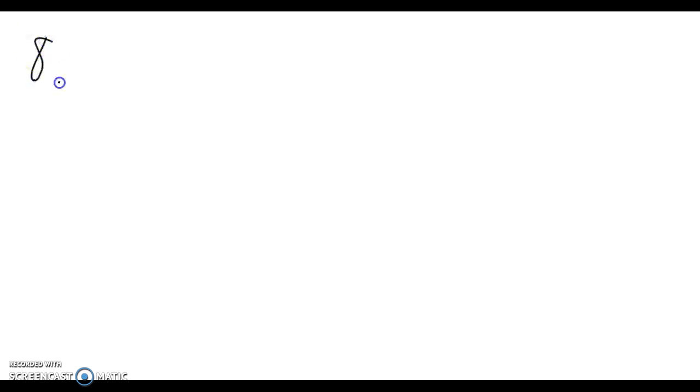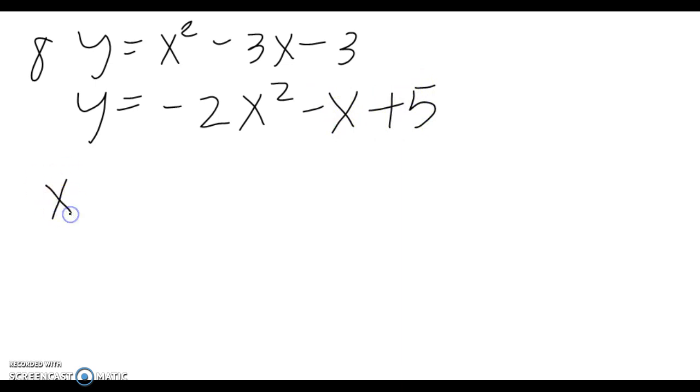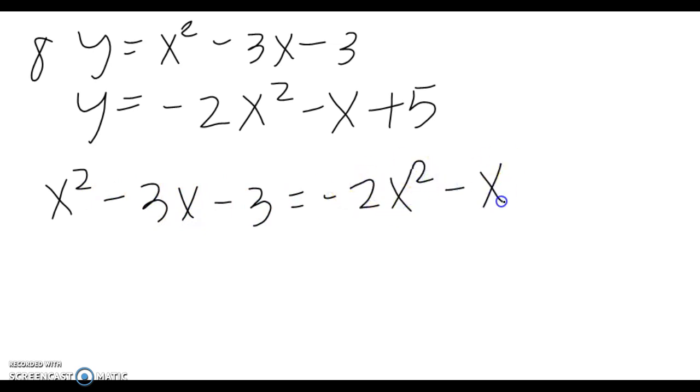So number 8, again, gives us 2 equations. It gives me y equals x squared minus 3x minus 3, and y equals negative 2x squared minus x plus 5. Just as we did in the last example, we will start with setting these two things equal to each other. So I have x squared minus 3x minus 3 equals negative 2x squared minus x plus 5.